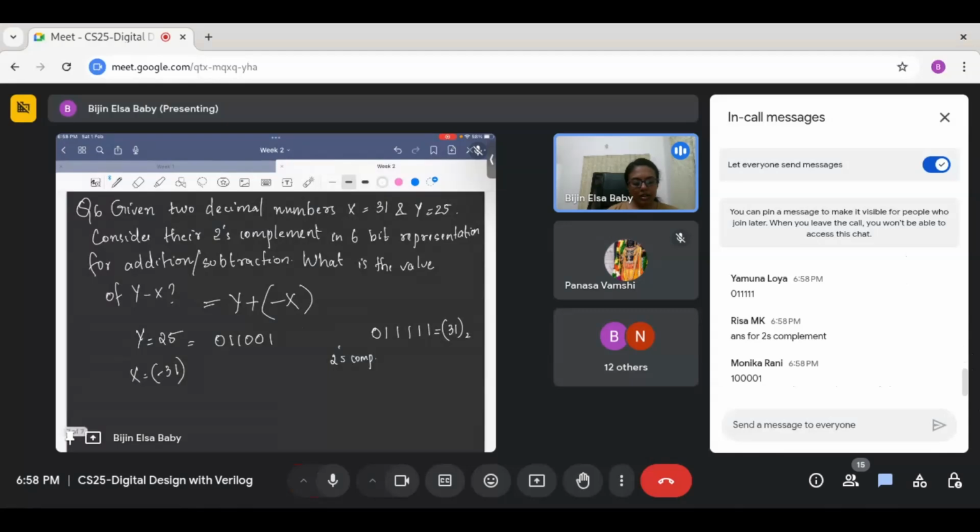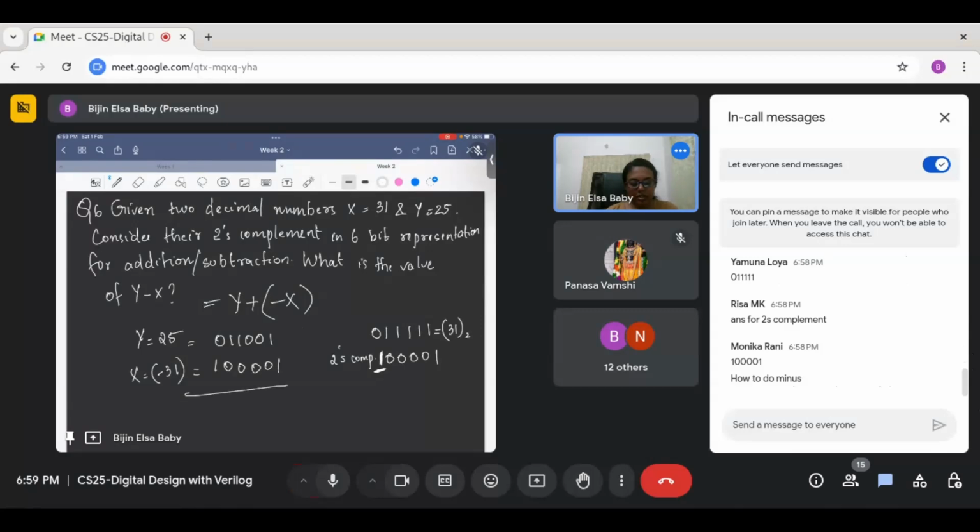So you need to start from LSB. So this is the first one. Then after that you have to flip it. So the MSB is 1, that is negative, minus 31. This is the sign bit. Now add this.